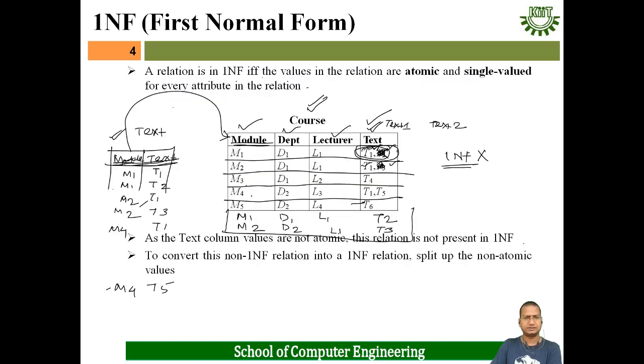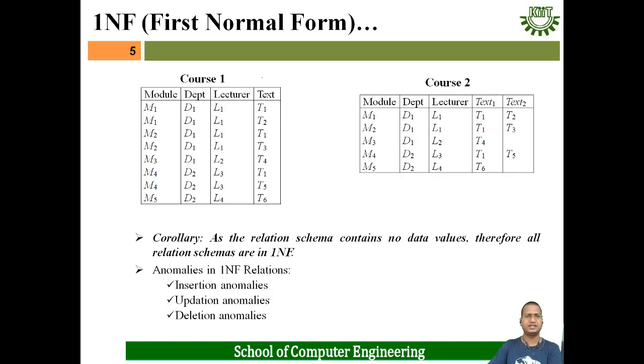In this case, suppose the course table has been divided into course 1, where for text M1, T1 and T2, 2 texts are there. For that purpose, they have made each entry for each text, T1, T2, each entry. Redundancy gets increased. Okay, redundancy is more in this case. That's why it is not a wiser one.